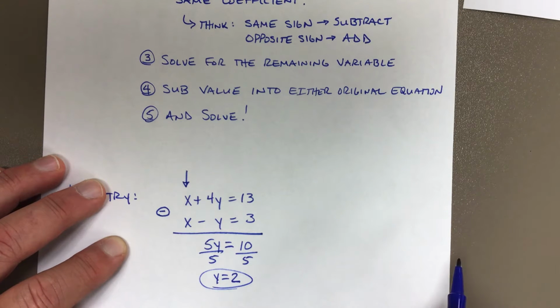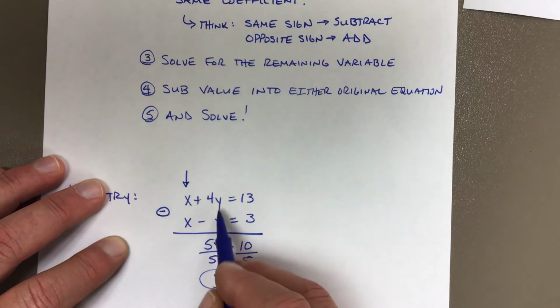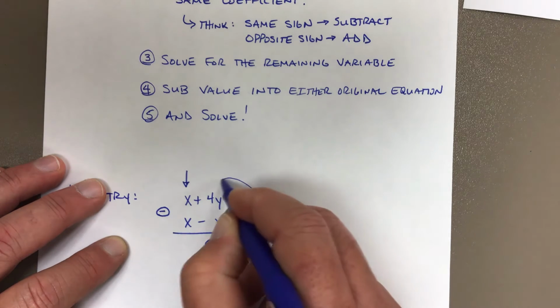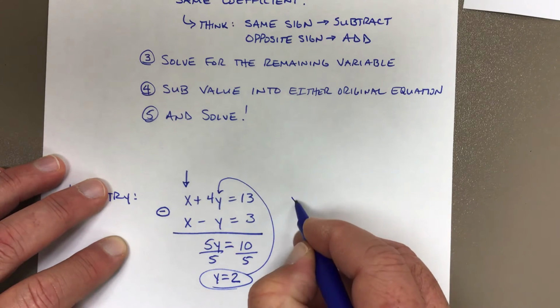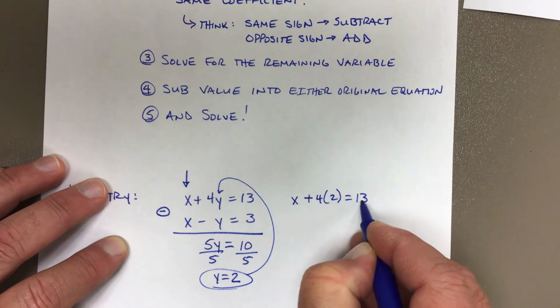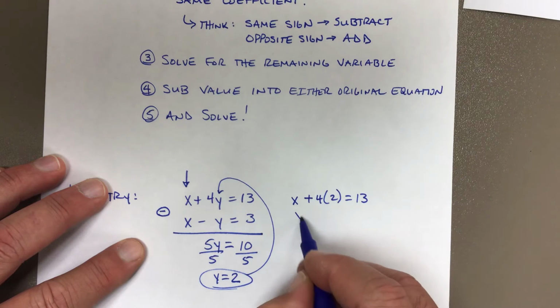We like that. Now we have options. We have two equations here with y's that we can sub it in. It doesn't matter which one you sub it in. So let's take it and sub it in right here. So x plus 4 times 2 is equal to 13. 4 times 2 is 8.